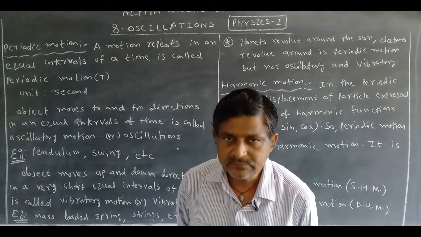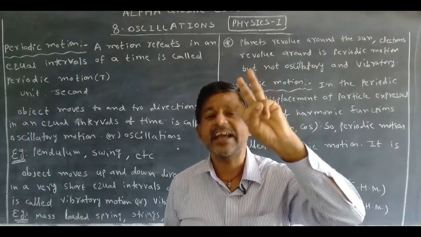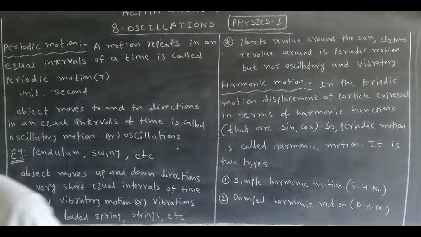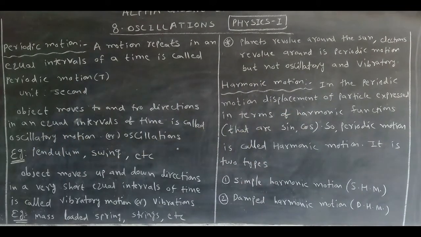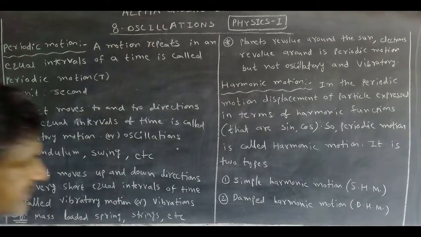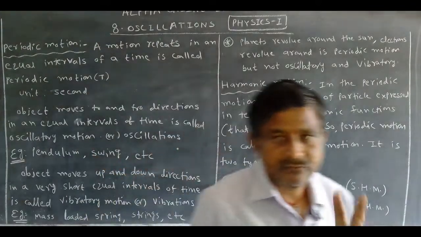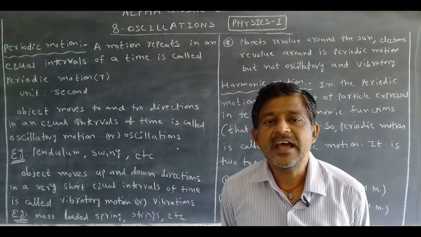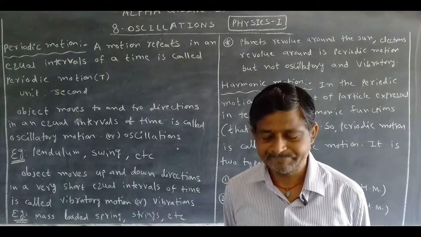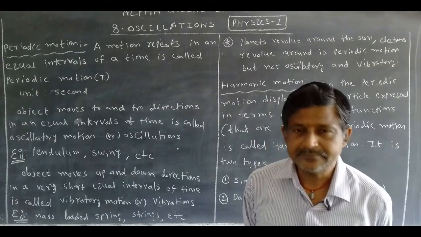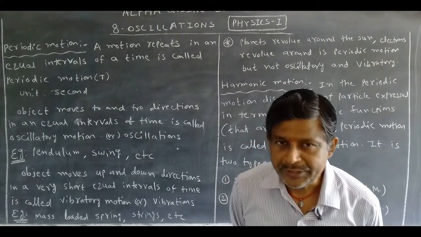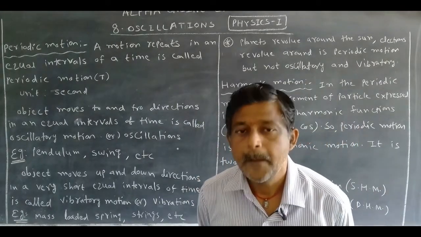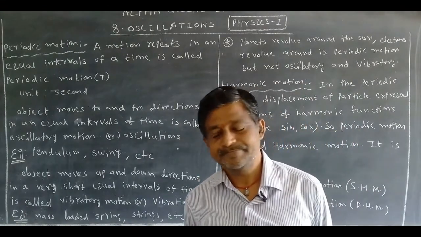Motion is divided into three types. Now, what are the three? Number one, translatory motion. Second one, rotatory motion. And the third one is periodic motion.